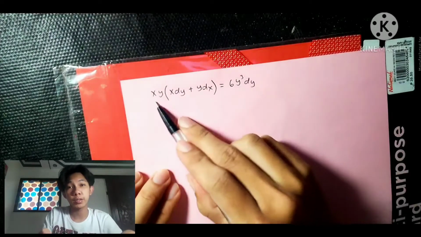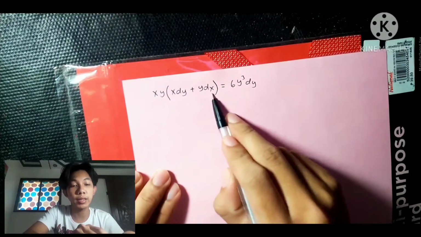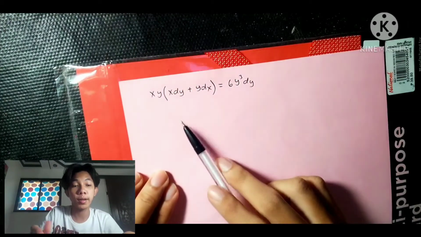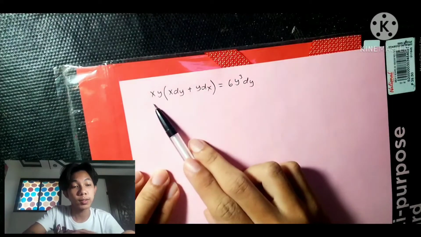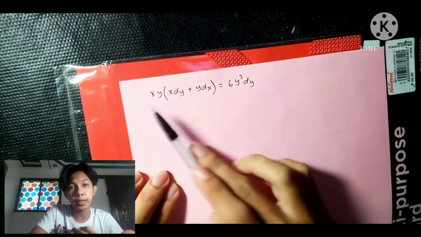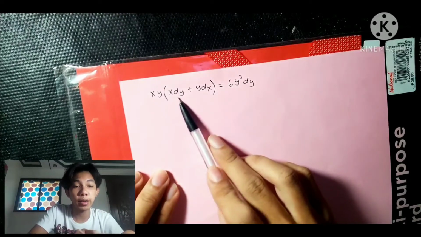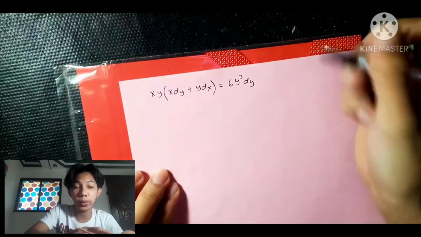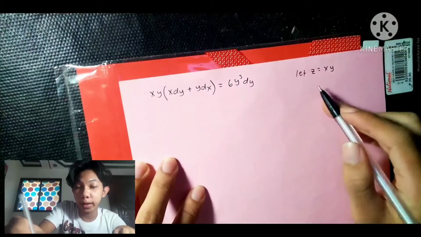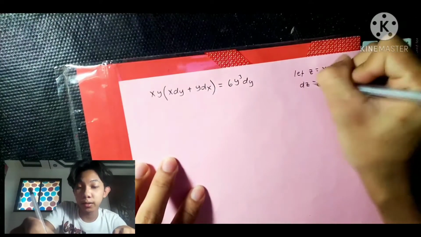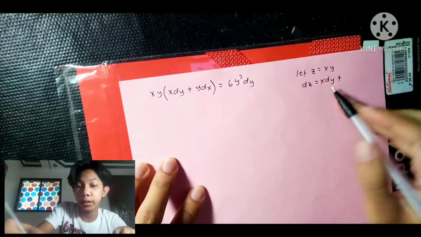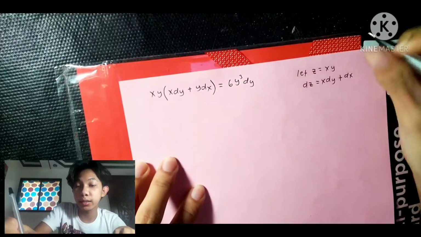For our second equation, we have here xy quantity x dy plus y dx is equal to 6y cubed dy. So first again, hanap muna tayo ng pwedeng i-substitute. So dito, yung xy is somehow related kay x dy plus y dx. Bakit related? Kasi yung xy, pag dinerive mo, is magiging x dy plus y dx. So, i-let z natin siya. So, let z is equal to xy. Then, derive both sides. Magiging dz is equal to x is copy lang. And then, derive y. Magiging dy plus derive x is dx.